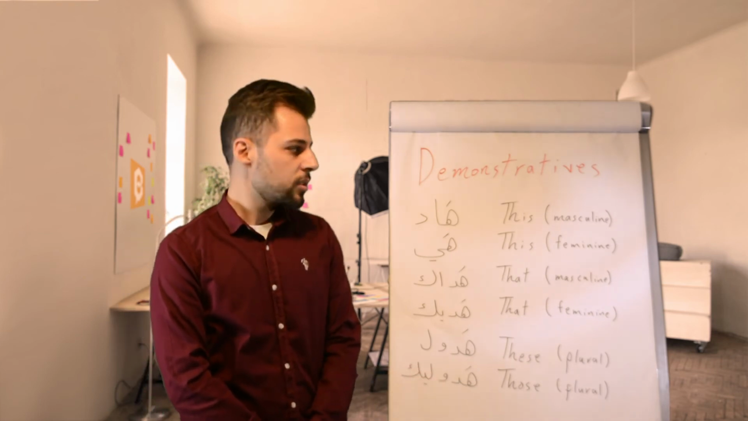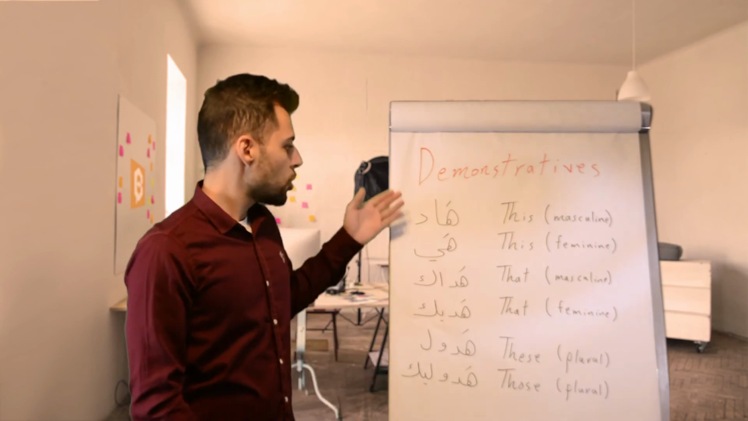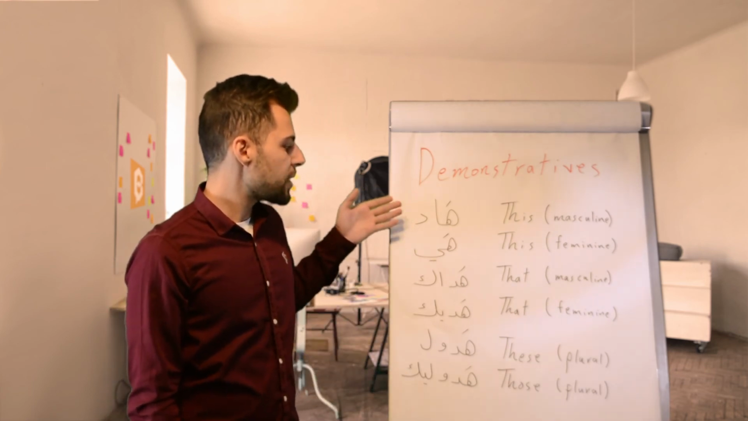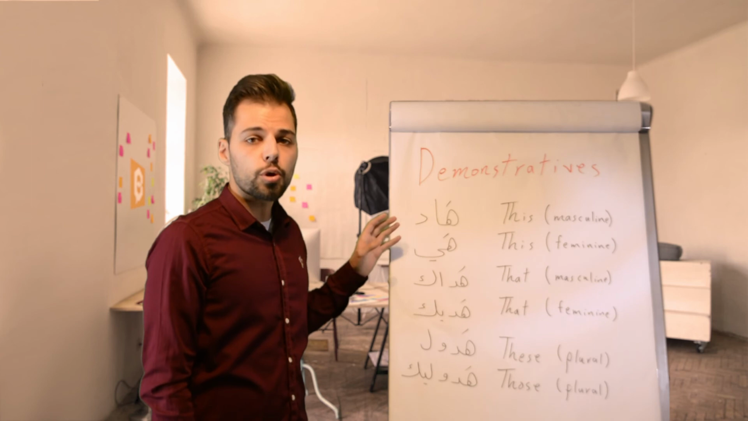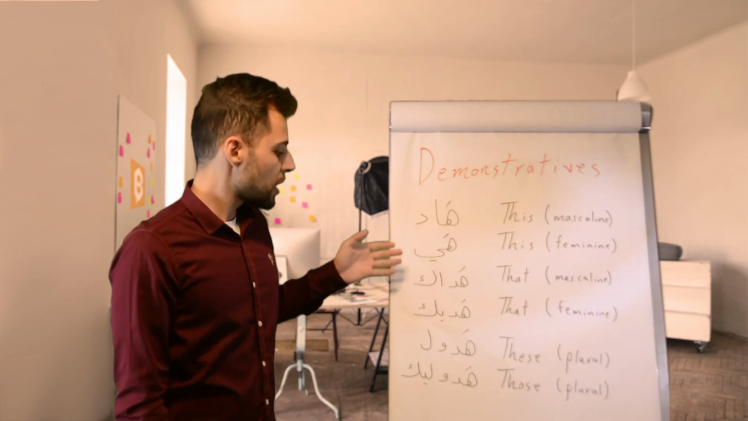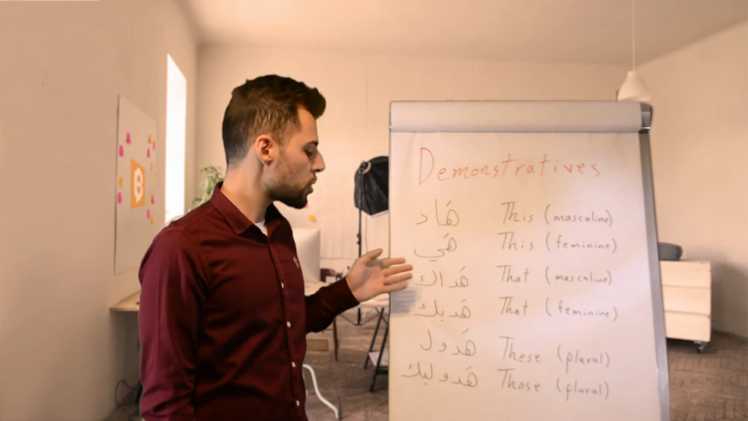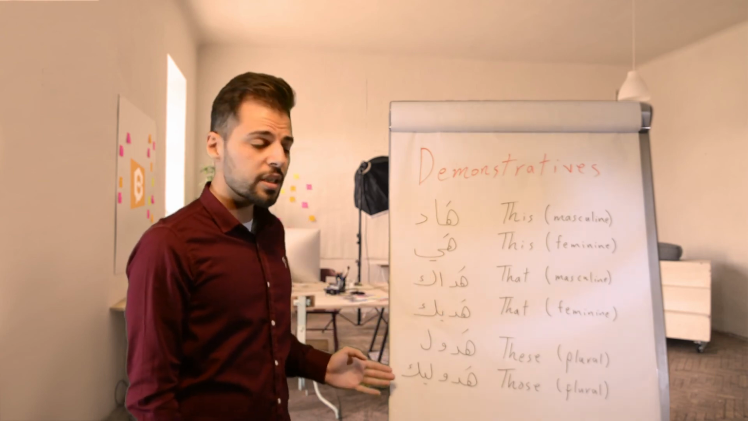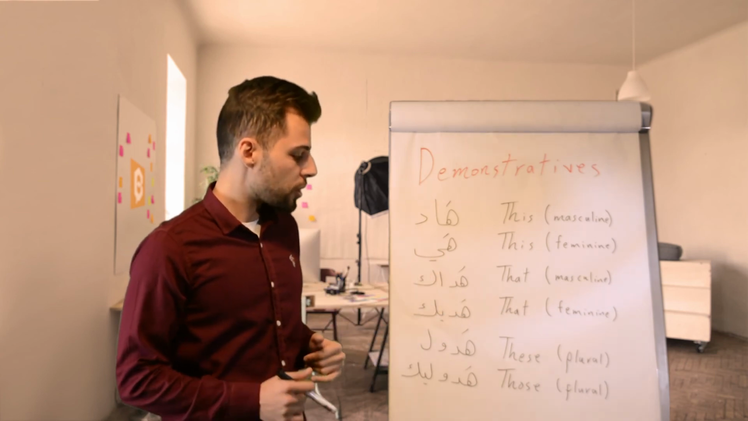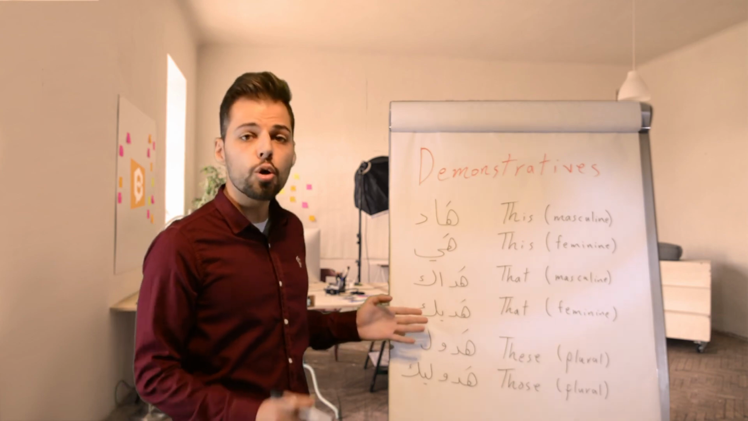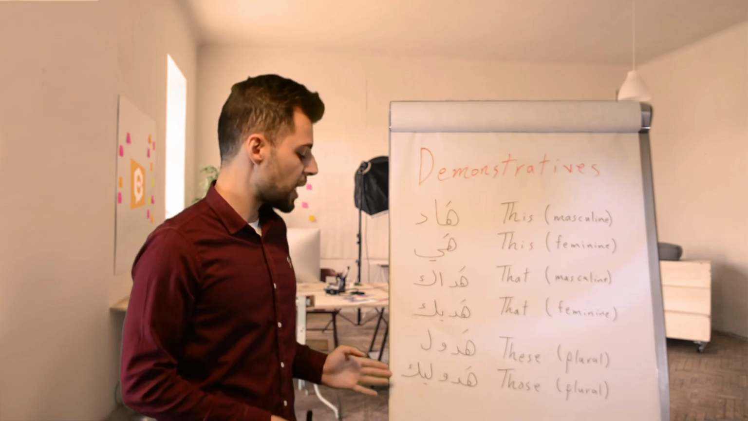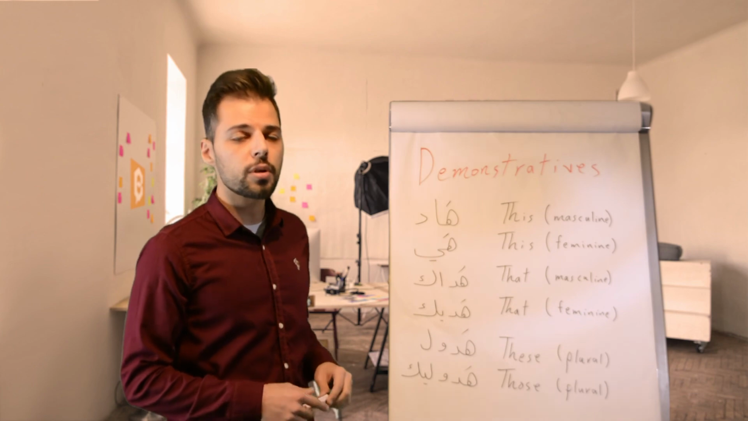So, as you see, in Arabic we have had and hay used for close singular words. Hadak and hadik are used for far singular words. Hadol and hadulik are used for plural words. Hadol for close plural words, and hadulik for far plural words.